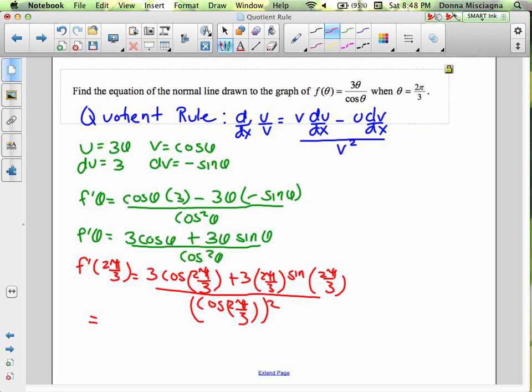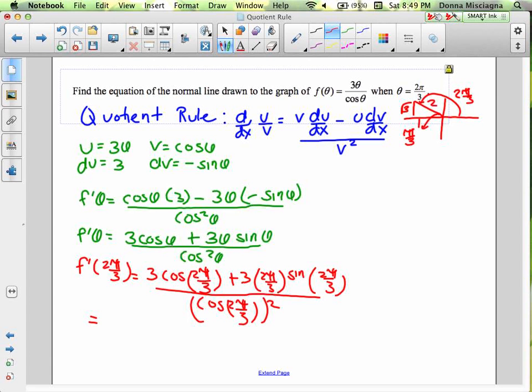A little reminder here. 2 pi thirds, so 2 thirds is more than a half. It's in the second quadrant there. And so if this is 2 pi thirds, this angle right here is going to be pi thirds. 180 divided by 3 is 60. So this is our 30, 60, 90. Square root of 3 is going to be the opposite side, the adjacent side is 1, and the hypotenuse is 2.